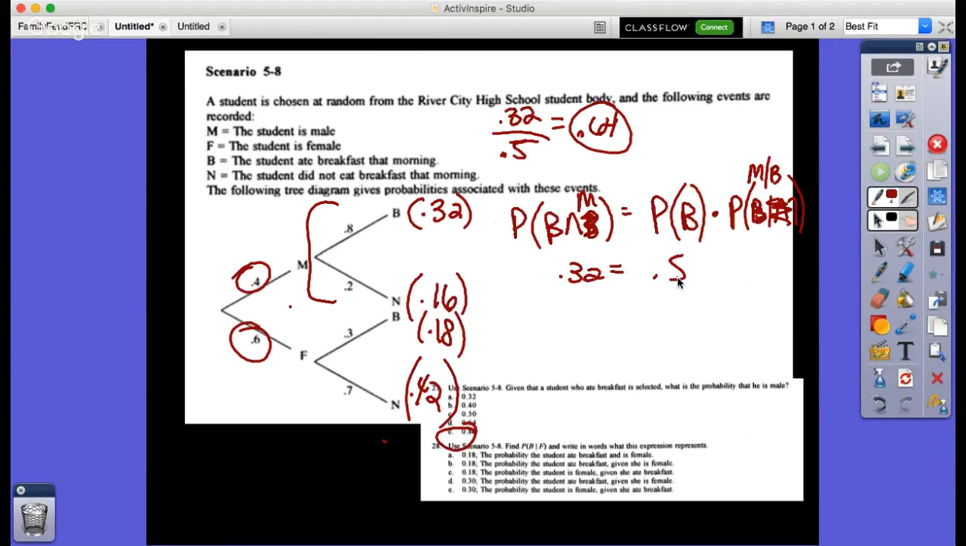Watch this. Right here, we're trying to solve for the probability of male, right? Probability of male given that breakfast was eaten, right? We divide by 0.5 because we're trying to solve for this. 0.32 divided by 0.5. We got it.